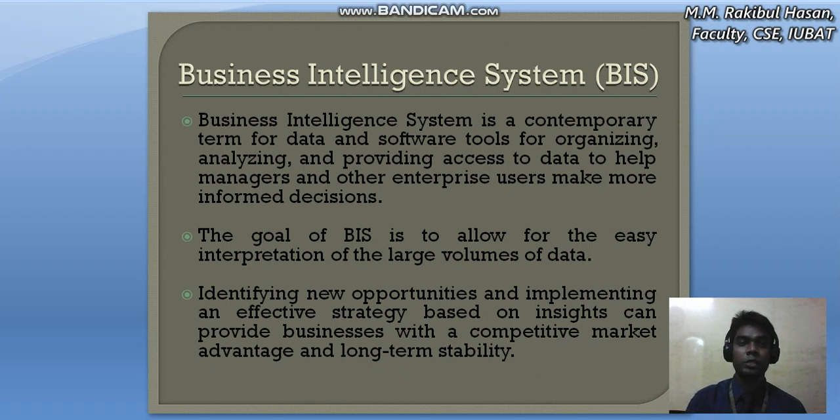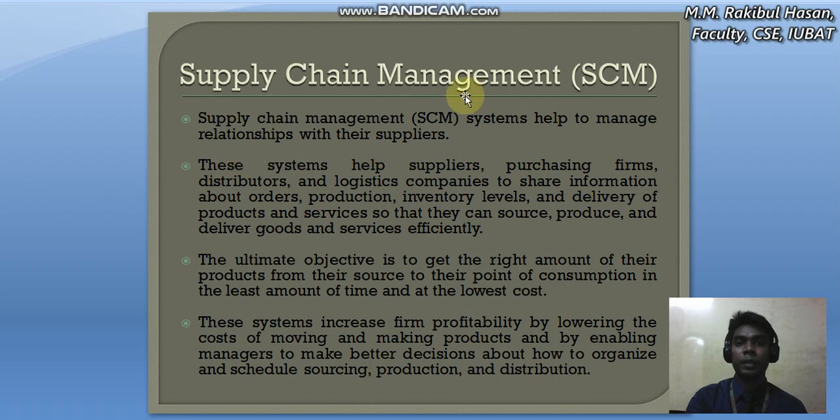Now the next information system is supply chain management, or in short SCM. Supply chain management systems help to manage relationships with suppliers. In the supply chain we have our raw material provider, we have our manufacturer, the factory, the wholesaler, the retailer, then we have our customer, isn't it? Right. And they are all part of the business.